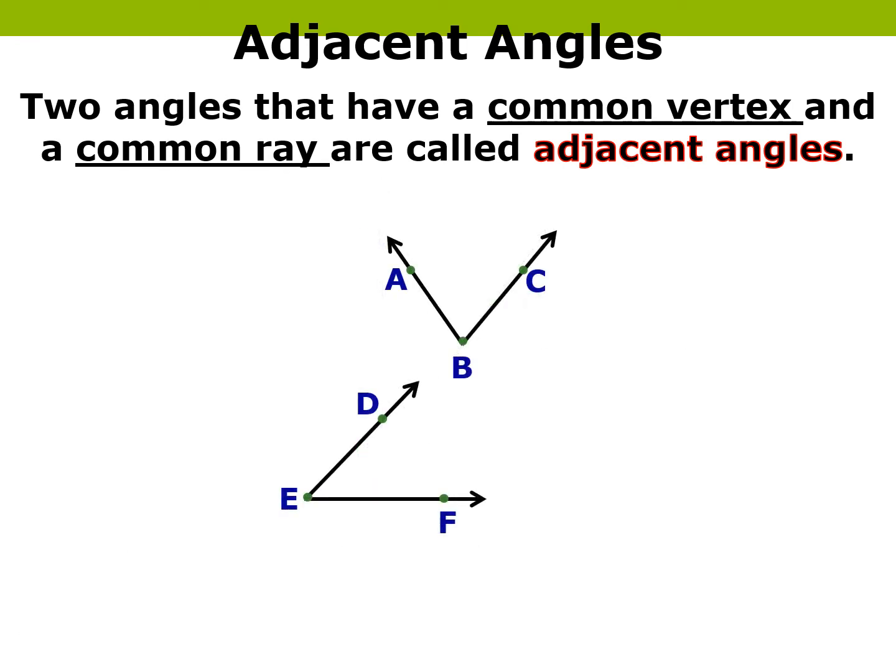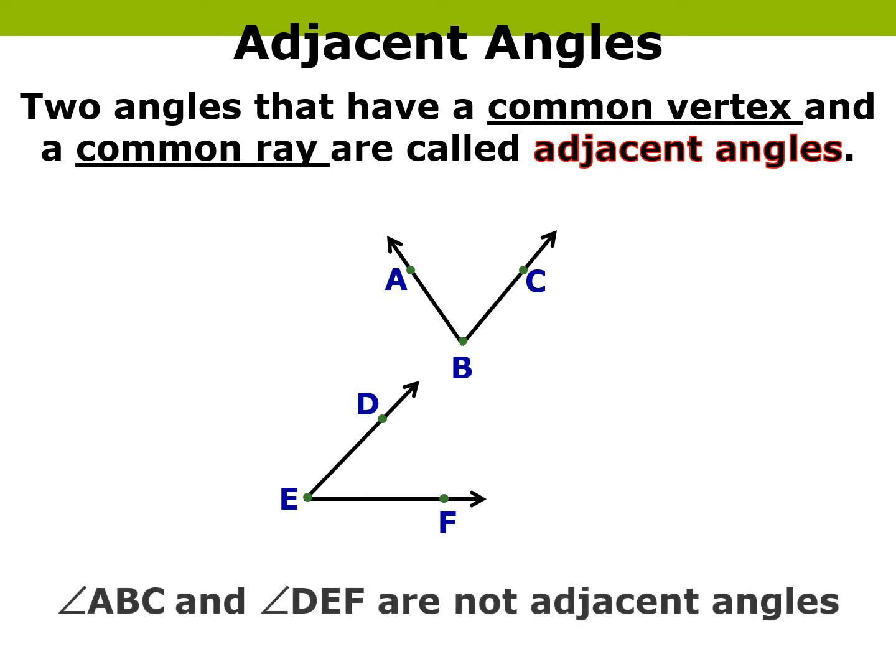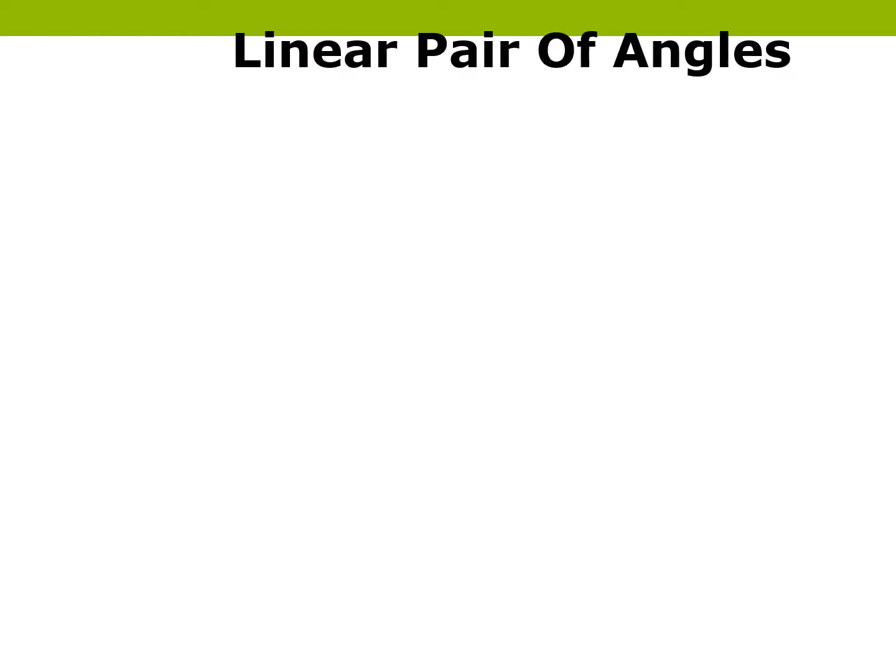Next. So how about this one? Angle ABC and angle DEF are not adjacent angles because they have different vertices, which are vertex B and vertex E, and also they do not have a common ray. Okay? Next, how about the linear pair of angles?